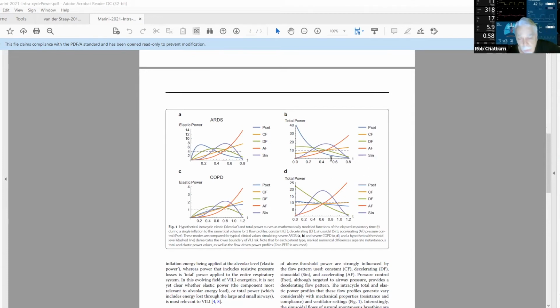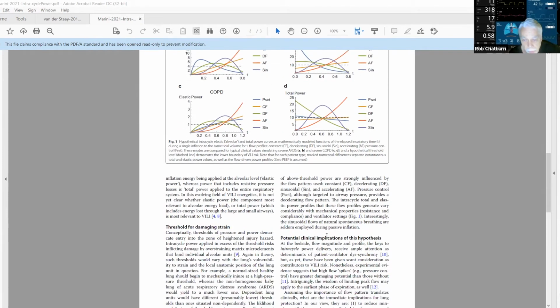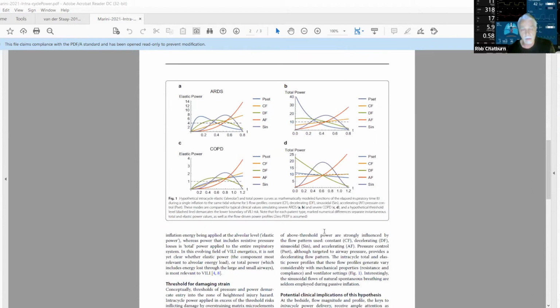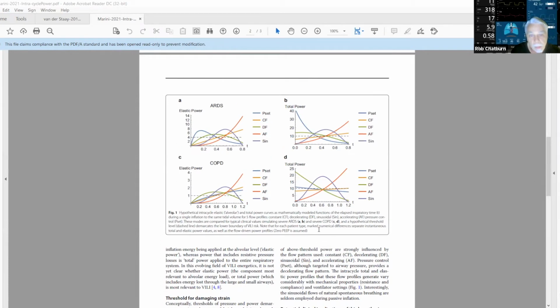And now the terminology that they use in this paper is somewhat confusing. It's not standardized, and I keep bugging John to get it right, but it's hard to teach a dog new tricks, with all due respect. But the point is, they calculated elastic power and total power as inspiratory time evolves. And as you can see, these flow waveforms generate vastly different powers within the cycle, right?